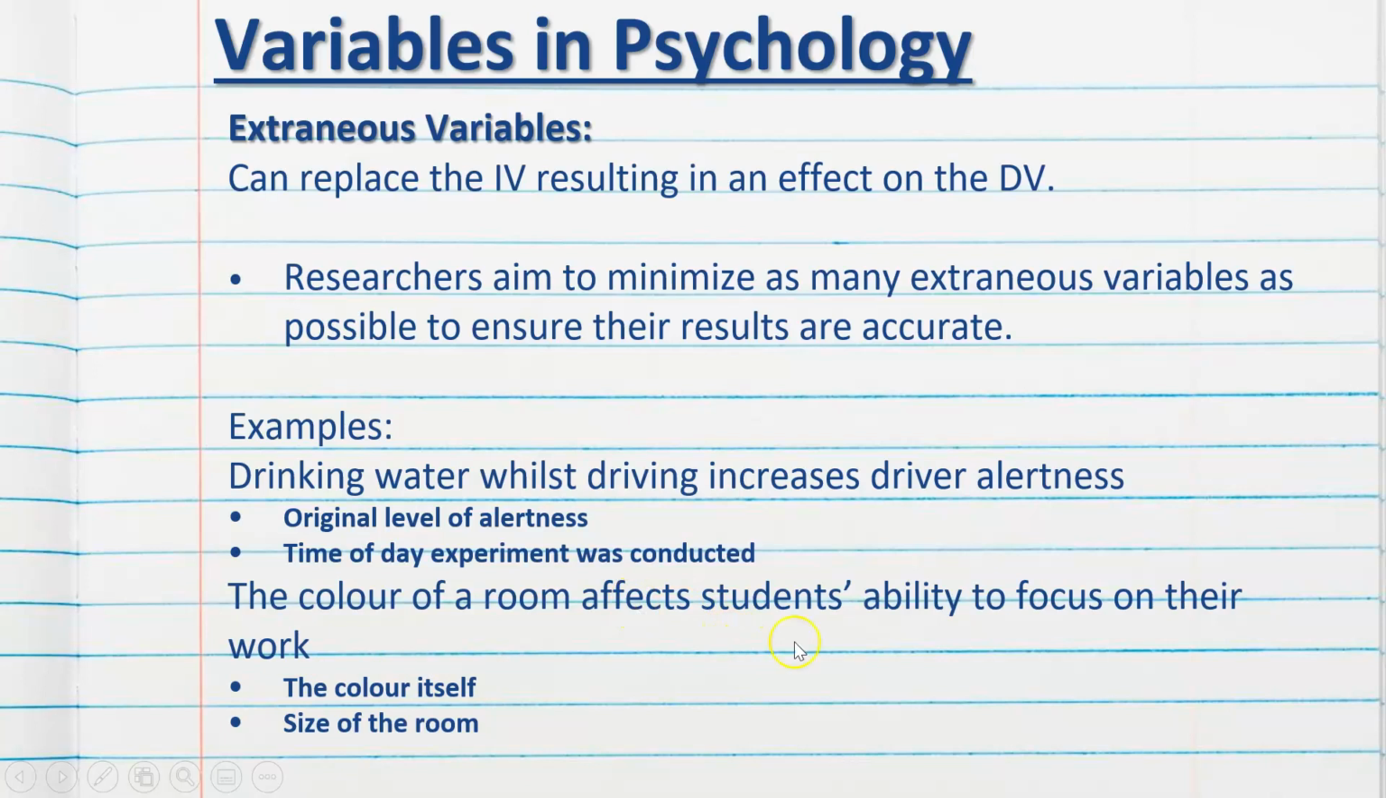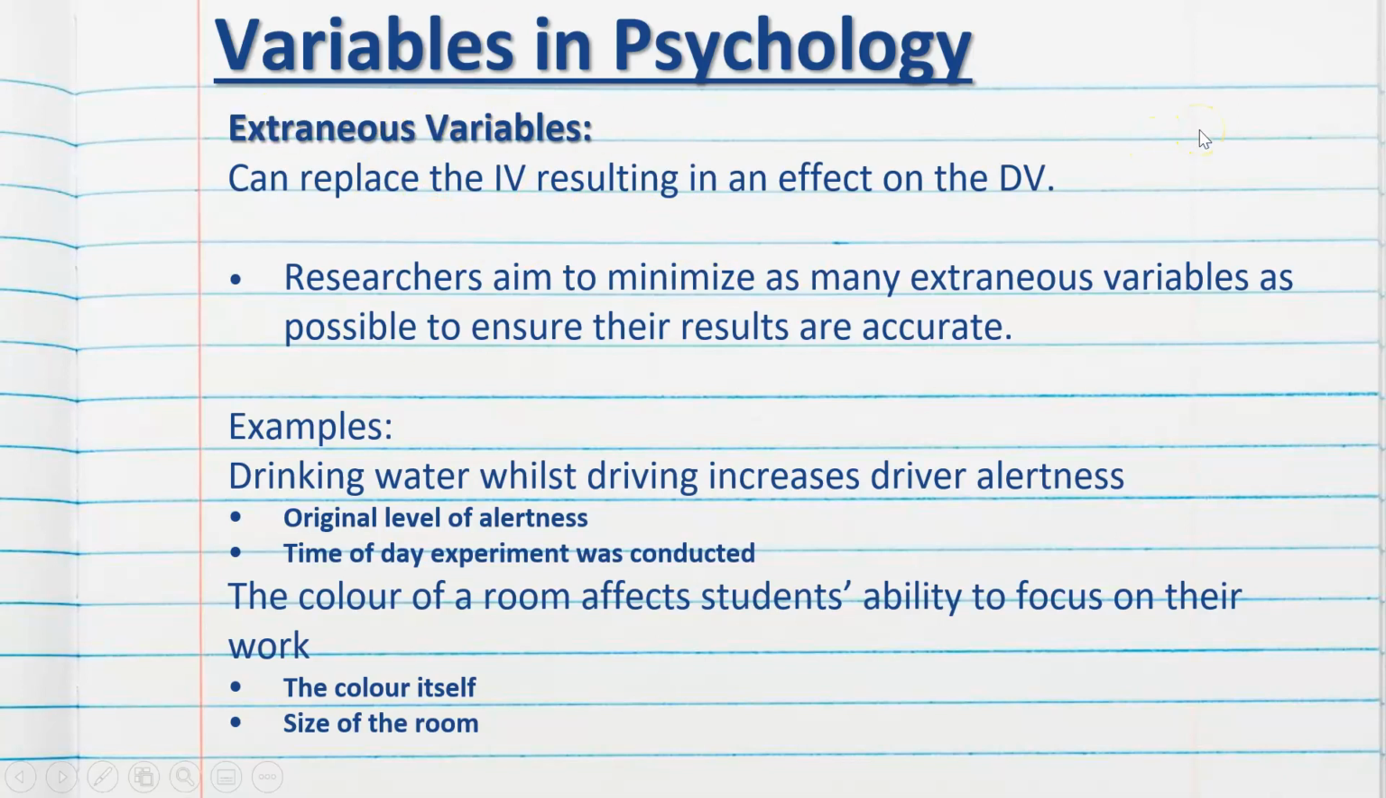So how can we conclude that the focus, or student focus in this example, was a result of the color of the room, or was it something else? Was it the size? Was it the temperature? Was it who else was in the room? Was it the task they were being asked to do? All of these extra things, or extraneous variables, have the potential to replace our IV, which is what we don't want. In psychology, we want the IV to affect the DV. That's why we're doing the experiment in the first place. What we don't want is something else influencing our DV, and these are extraneous variables.